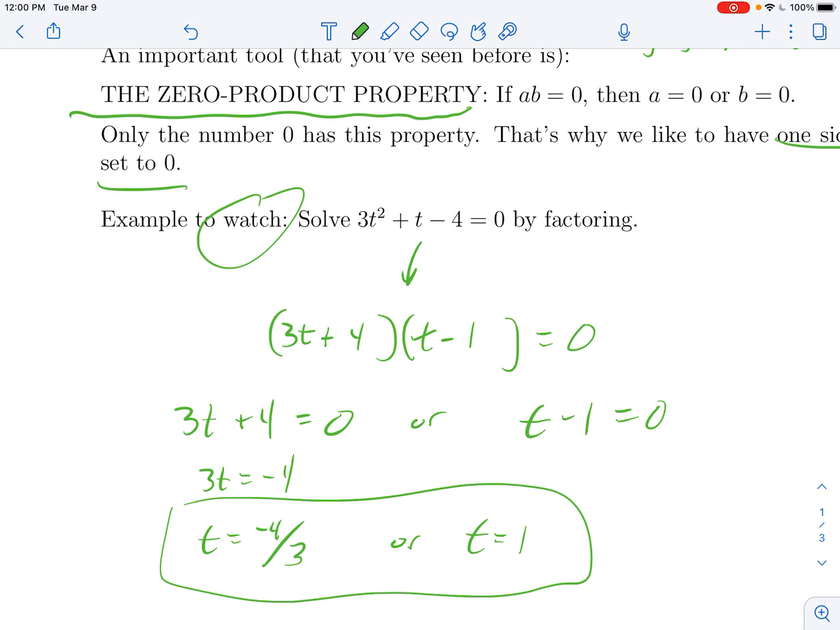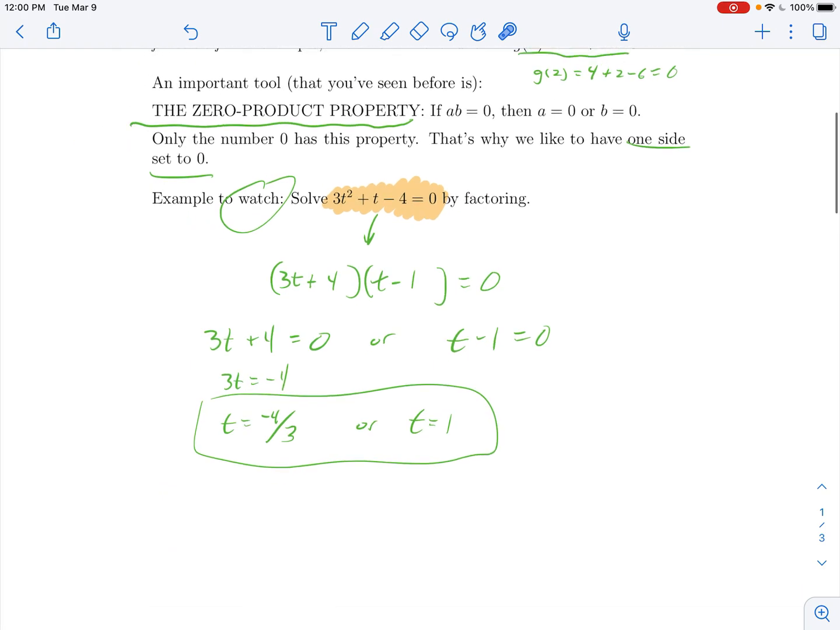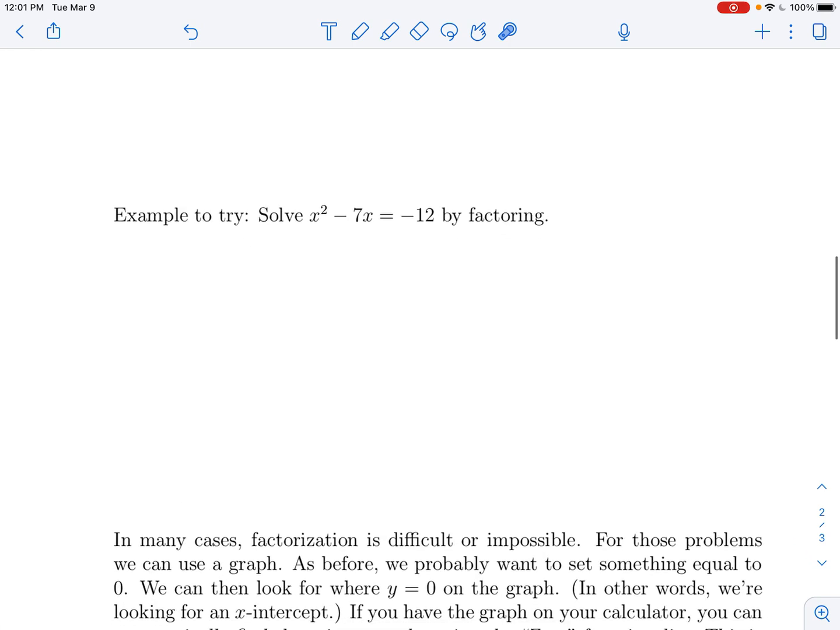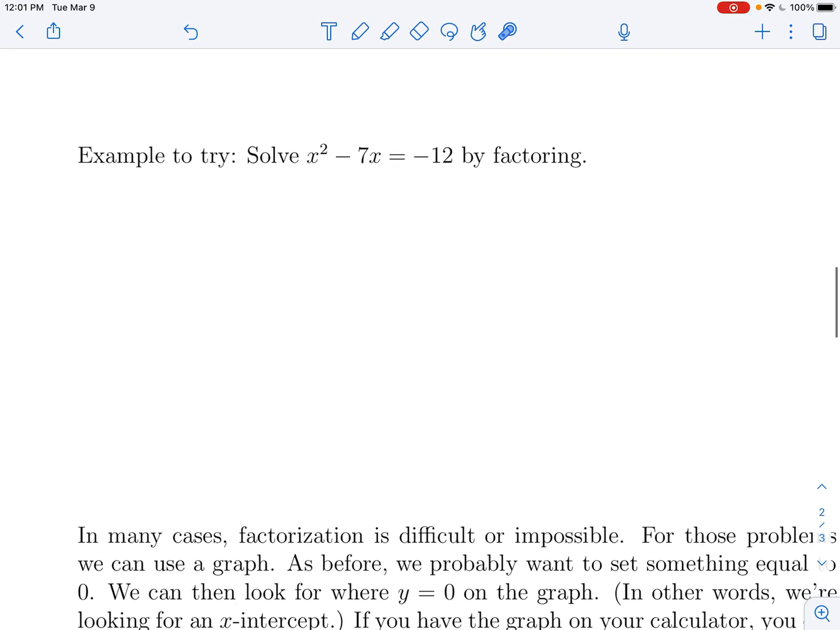If you were just doing this by guess and check, you might look at this equation, and after looking at it for a while, you might notice that t equals 1 is a solution. But it's highly unlikely that you would just notice that the number -4/3 is a solution. So having one side set equal to 0 and factoring is really helpful. So here's an example for you to try. Hit pause and give this a minute or two to solve it.